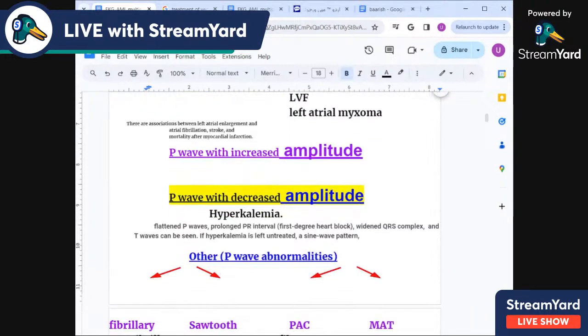Then we have P wave with increased amplitude. The P wave with increased amplitude occurs in hypokalemia. I couldn't write it here. Hypokalemia increases the P wave and QRS also. Whereas P wave with decreased amplitude occurs in hyperkalemia, because hyperkalemia affects repolarization. So it decreases the P wave, and hyperkalemia also decreases QRS duration and amplitude.